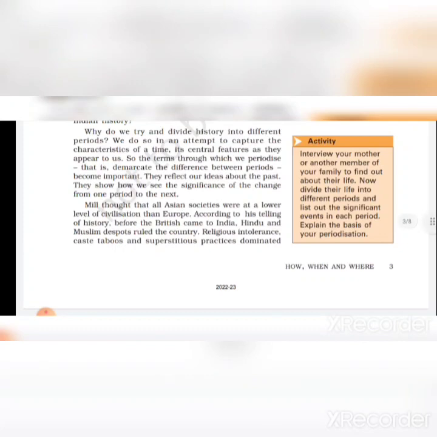Activity: Interview your mother or another member of your family to find out about their life. Now divide their life into different periods and list out the significant events in each period. Explain the basis of your periodizations.